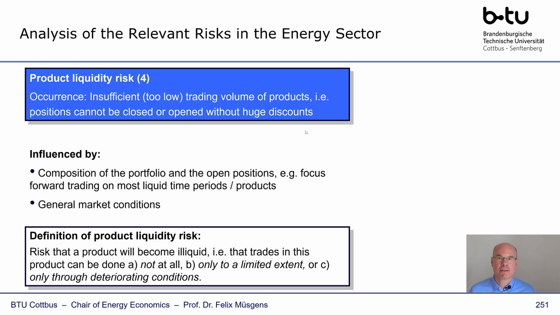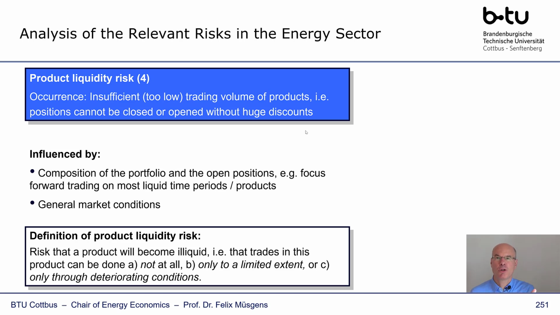Then the other liquidity risk is product liquidity risk. That's completely different, even though it's also liquidity here. It's the liquidity of the product. And remember, we have already talked intensively about this. We have already said that you can measure liquidity on markets. Typically, a low bid-ask spread is one sign of high liquidity, but also the order book depth is a sign of liquidity. And here, product liquidity risk is exactly the risk associated with a low liquidity of a product. The occurrence: insufficient or too low trading volumes and bids and offers of products. This means positions cannot be closed or opened without huge discounts.